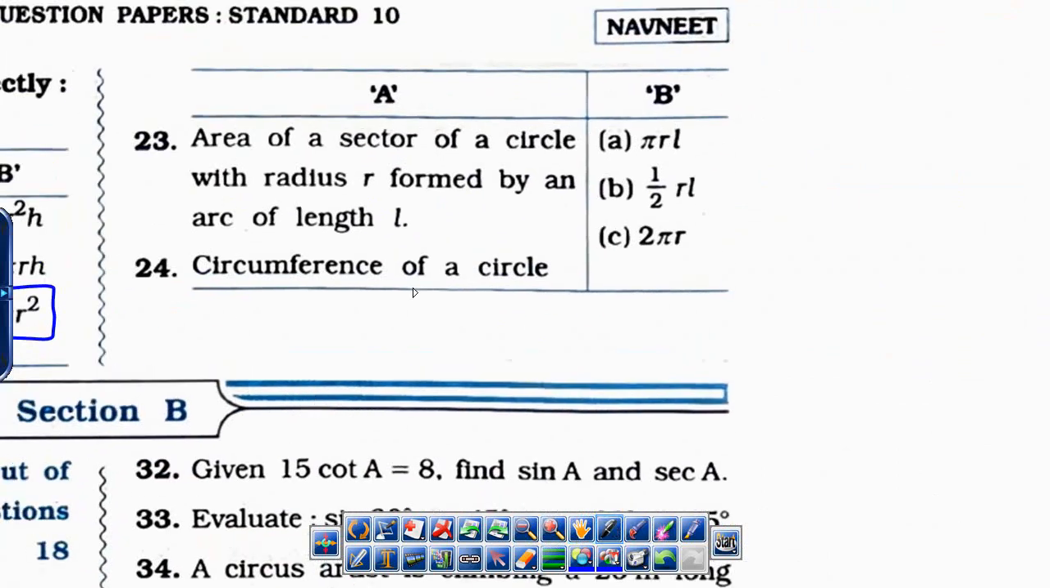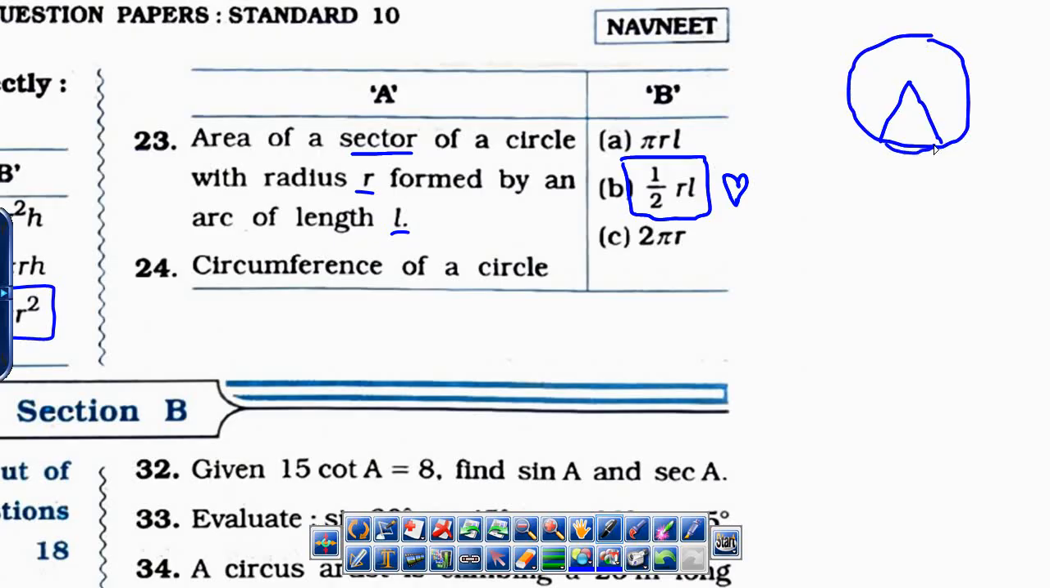Again formula, bonus. Area of sector of a circle with radius r formed by the arc L. Area of sector ये है half r l. फॉर्मूला है, बाय हार्ट होना चाहिए. एरिया ऑफ सेक्टर मतलब पिज्ज़ा की एक स्लाइस, पिज़्ज़ा में से एक स्लाइस कट करो तो this is called sector.